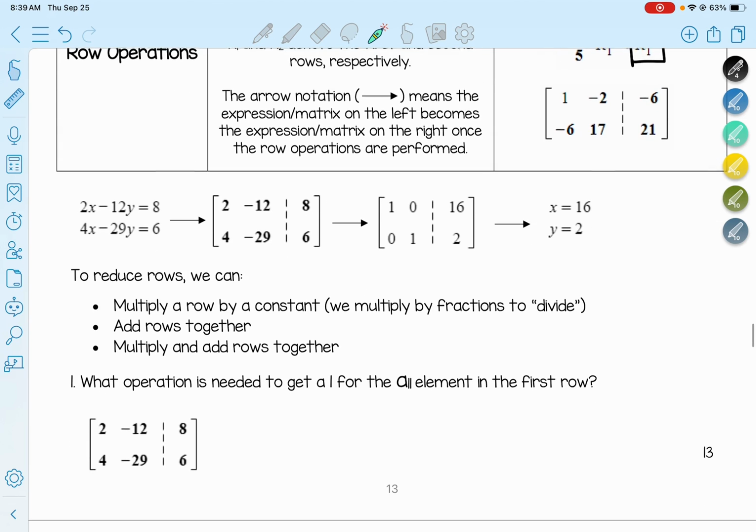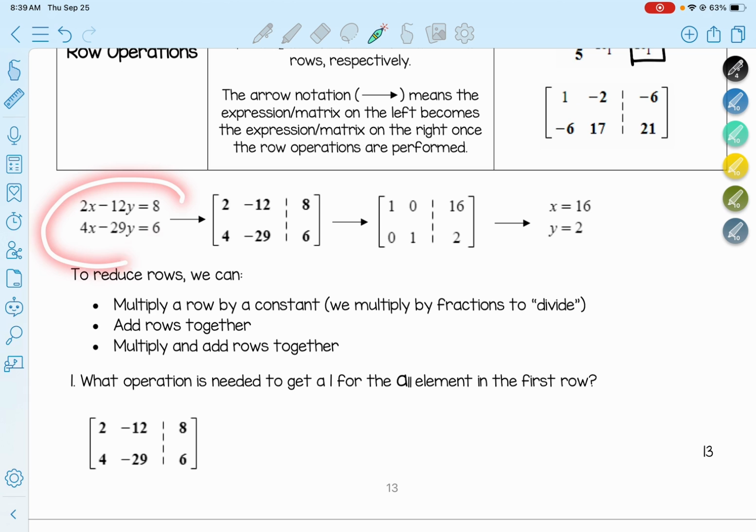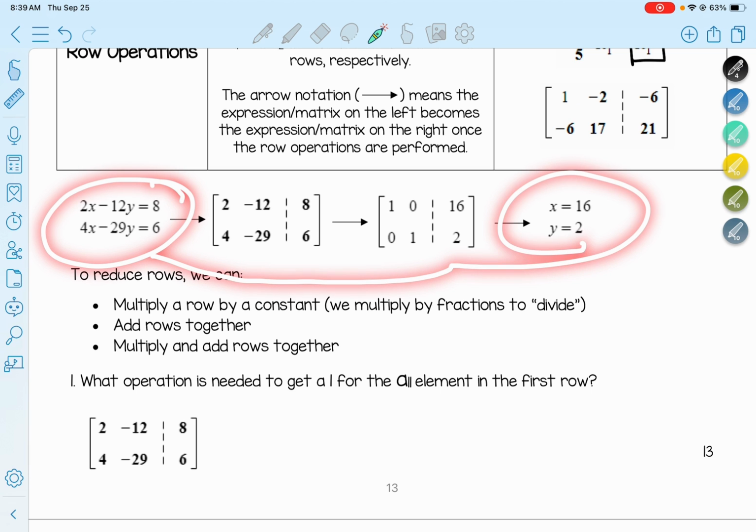And so basically all we will be doing today is going from this leftmost, putting it into a matrix, and then solving for x and y.